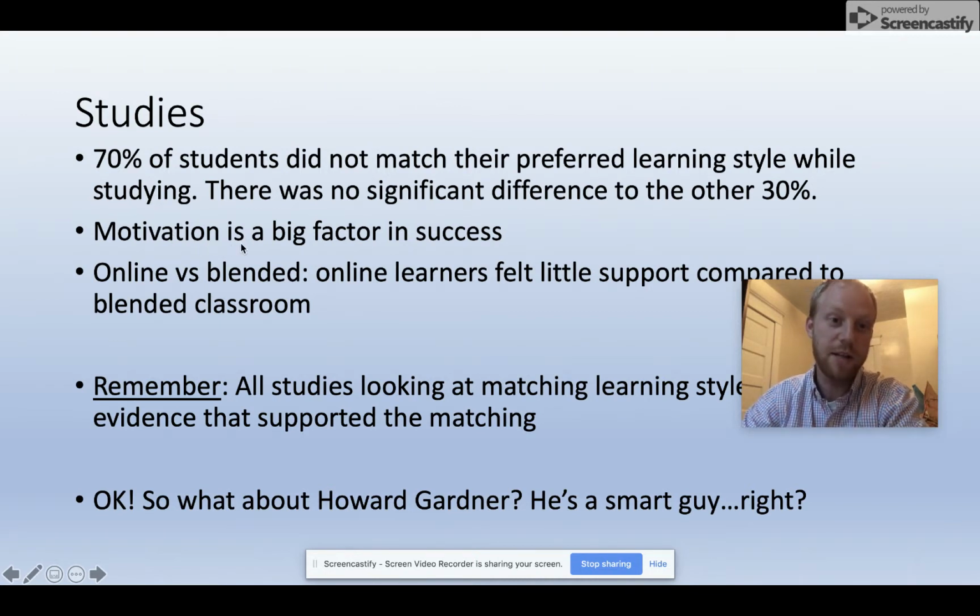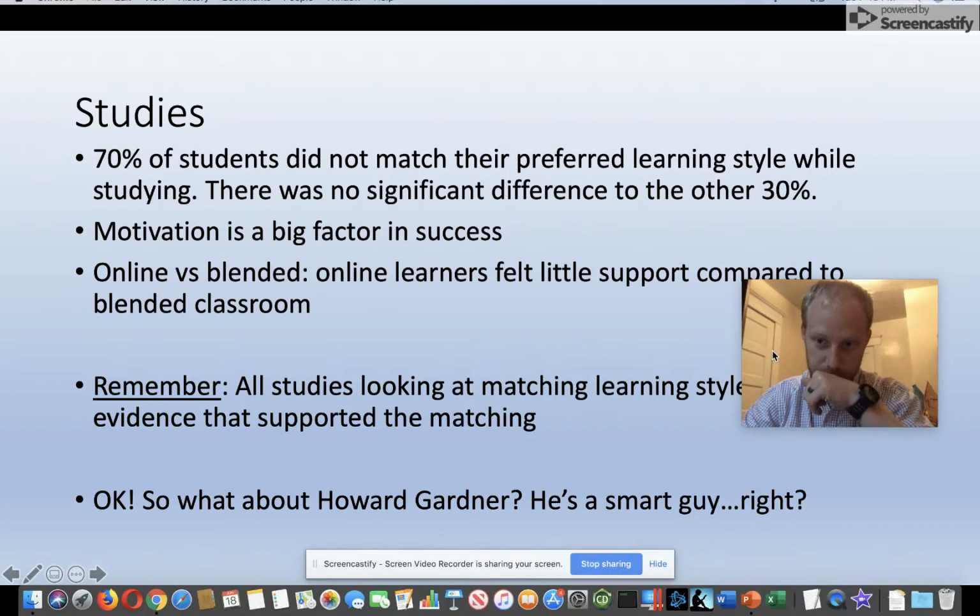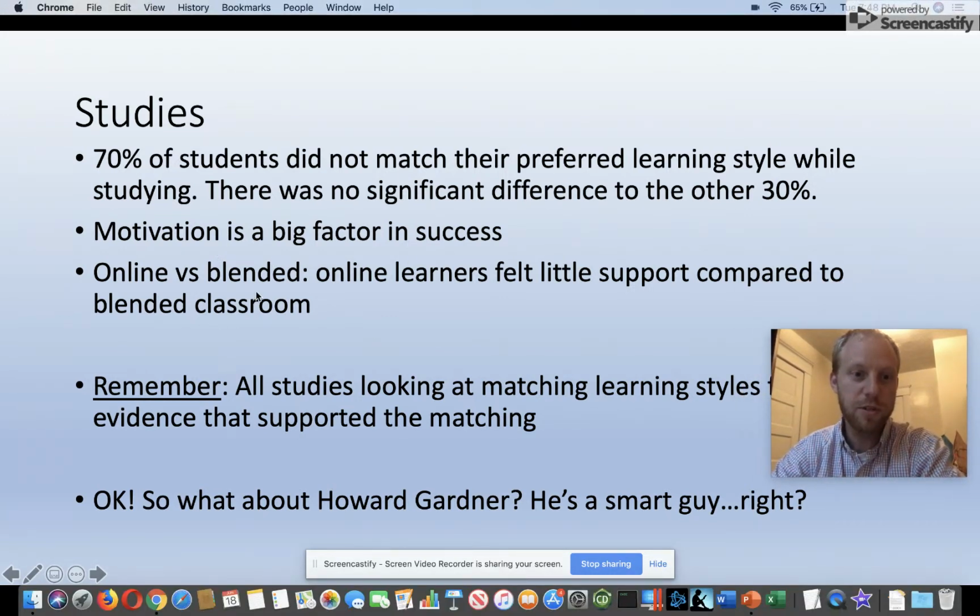This study, awesome. Motivation is a big factor in success. Not a surprise to us as teachers. However, it's important to know that motivation plays a huge factor in how students do. This term was new to me, blended learning environment. A blended learning environment is a mix of classroom and digital learning.